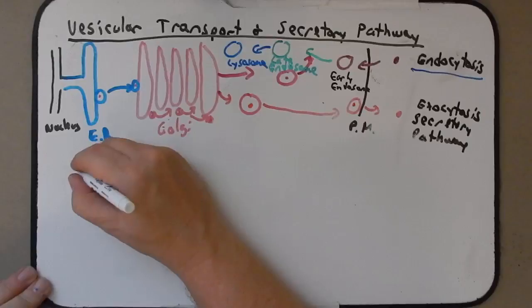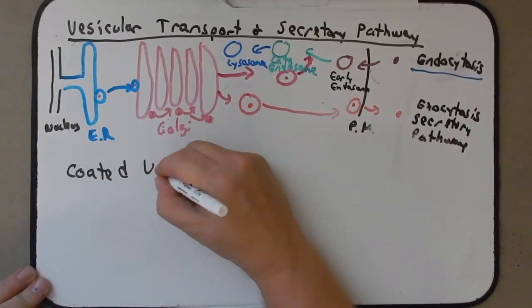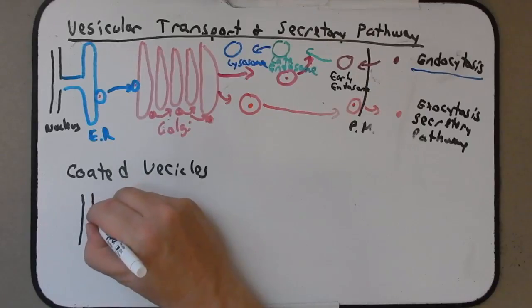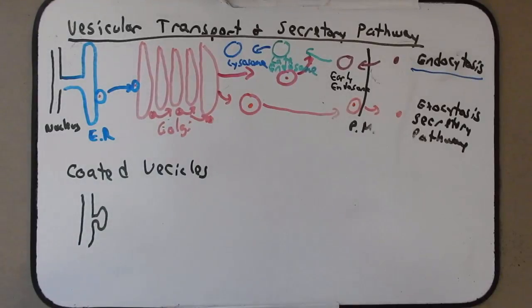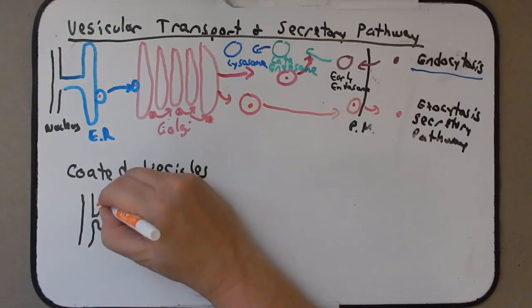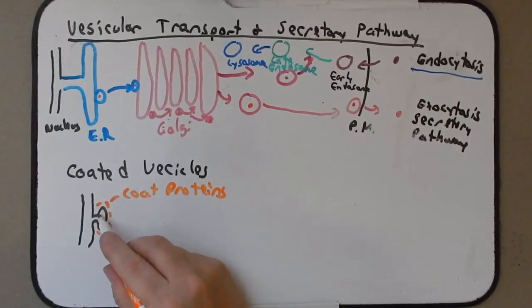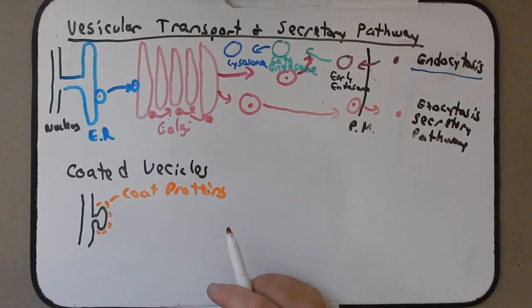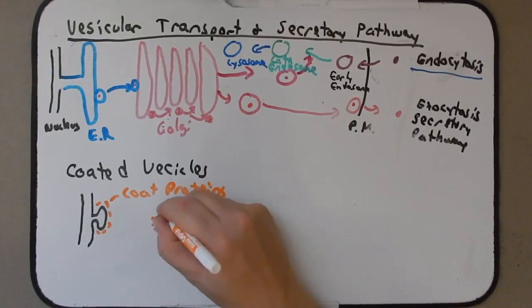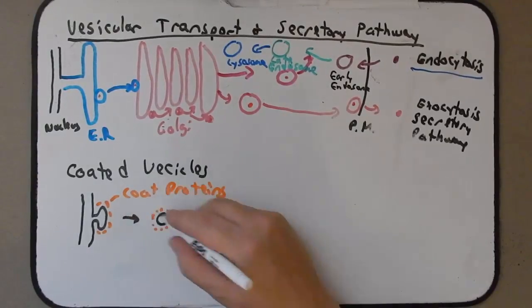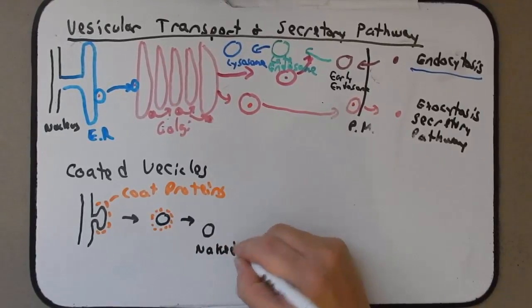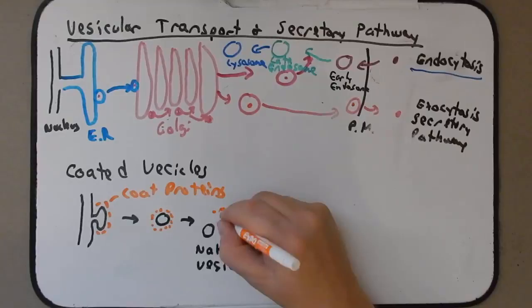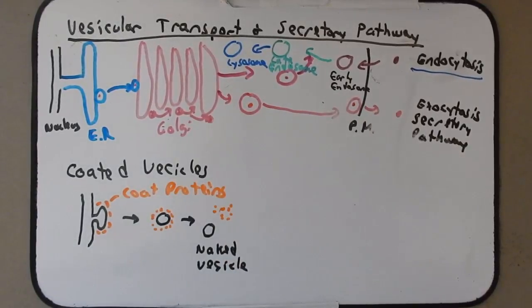So let's introduce coated vesicles. As you have this membrane here, with the vesicle coming off of it, the vesicle itself doesn't just magically form. It forms because various coat proteins bind to the membrane and pinch that membrane out a little bit to ultimately form a coated vesicle. Then what will happen is these coat proteins will be lost, and you'll end up with what is referred to as a naked vesicle. And the coat proteins are free to go back and repeat the process again.